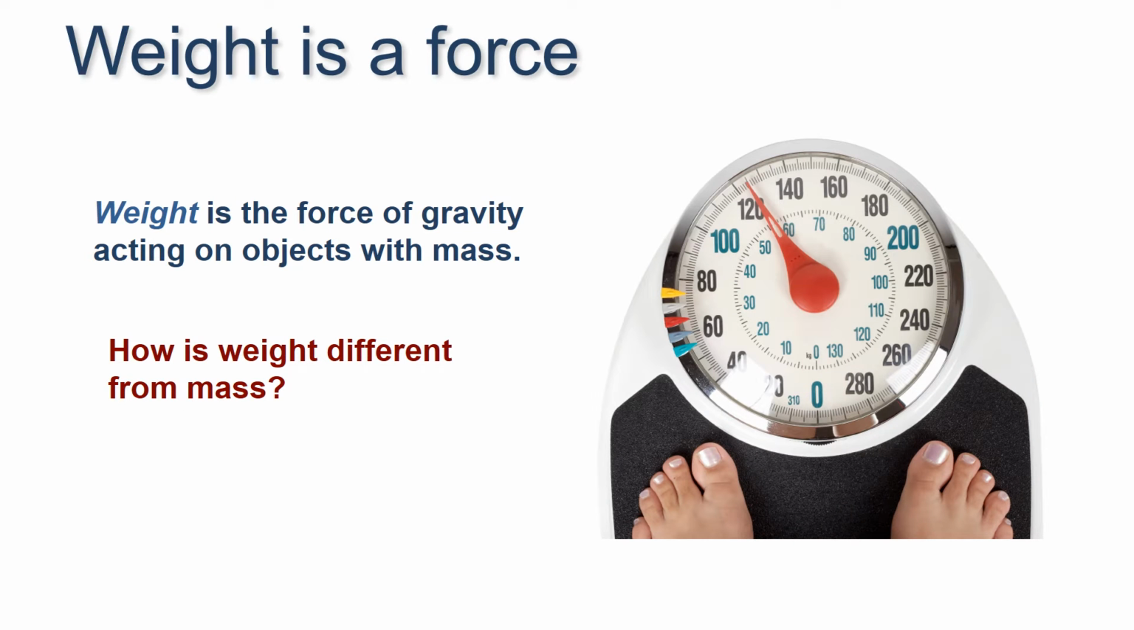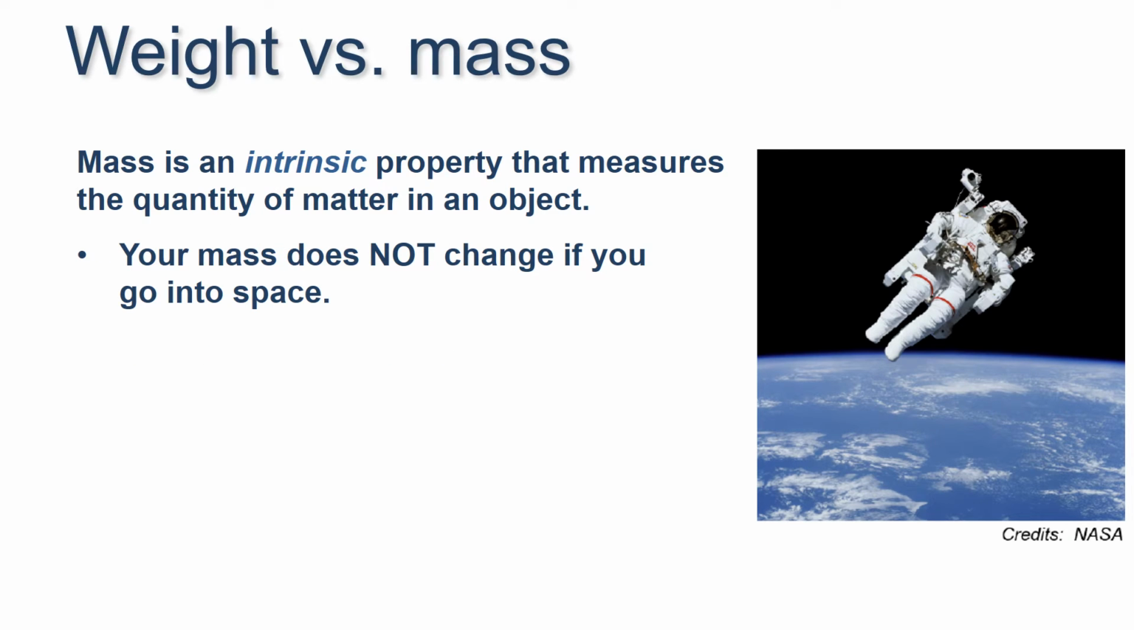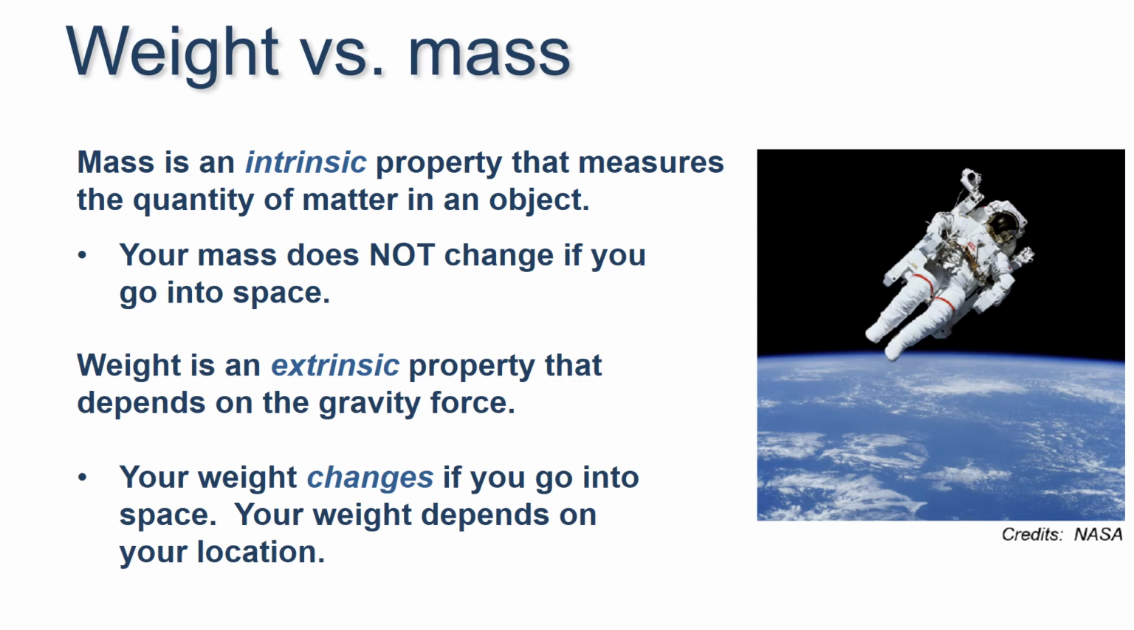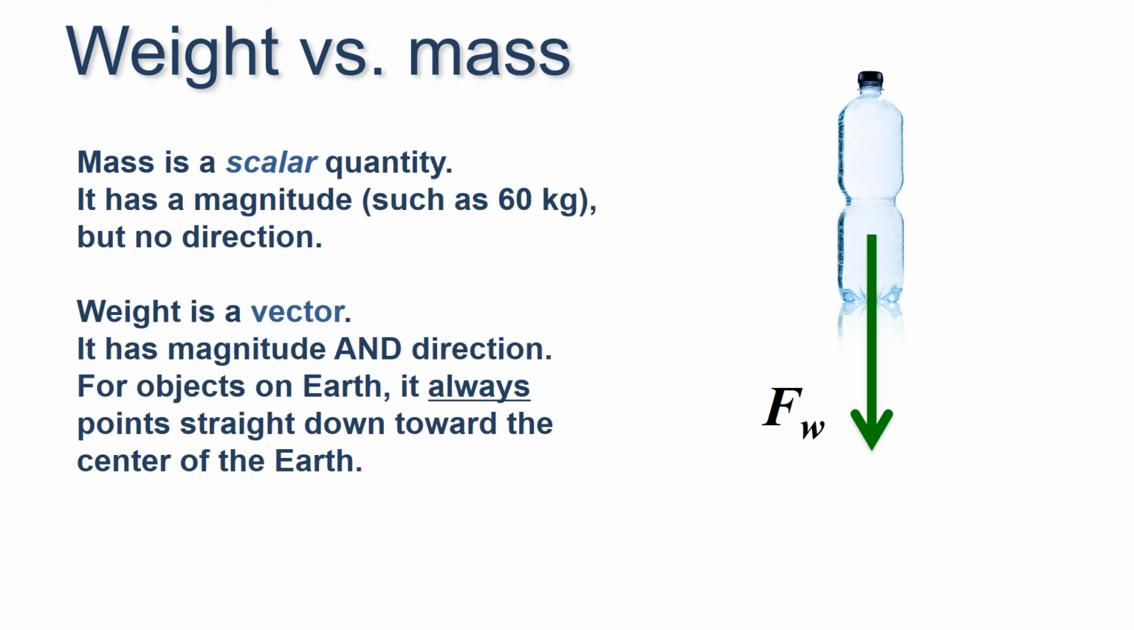Weight is the force of gravity acting on an object with mass. So how is weight different from mass? Mass is an intrinsic property. It doesn't matter where you go in the universe, your mass doesn't change. However, weight is an extrinsic property. It depends on where you're at and how gravity is acting on you to determine your weight. Mass is scalar. It has no direction, whereas weight is a vector. On Earth, that vector always points straight down towards the Earth's center.